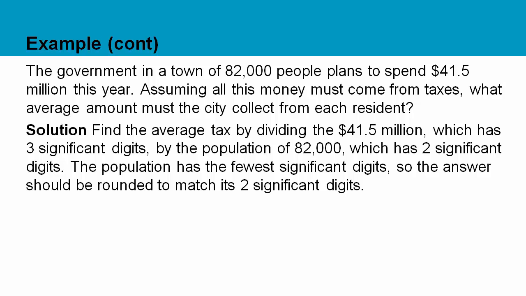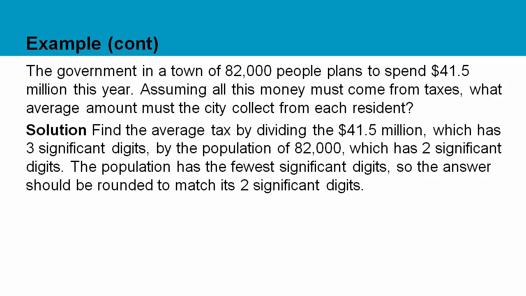Here's another example. 82,000 people. They plan to spend $41.5 million this year, assuming the money must come from taxes. What average amount must the city collect from each resident? So basically, you're trying to figure out if you have $41.5 million and you spread it evenly over 82,000, roughly how much is coming from each person.